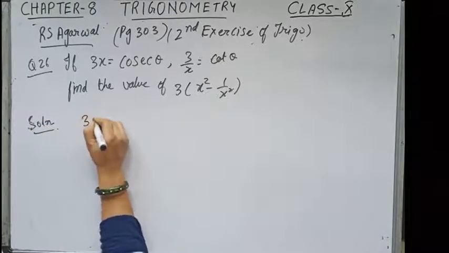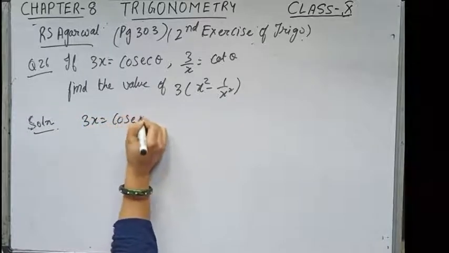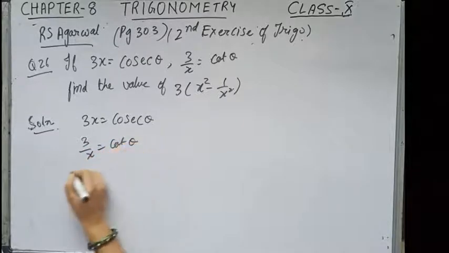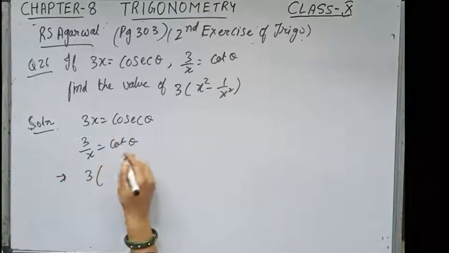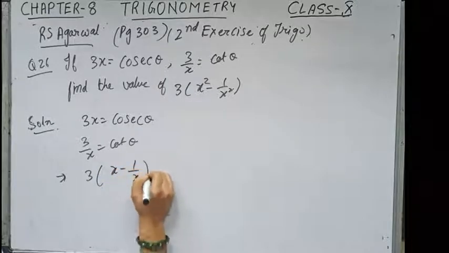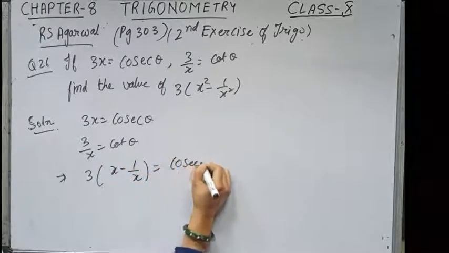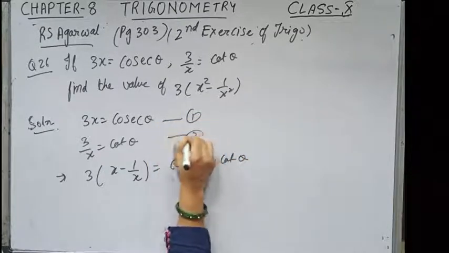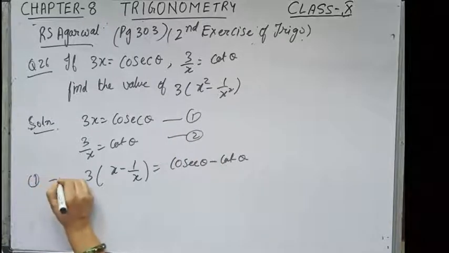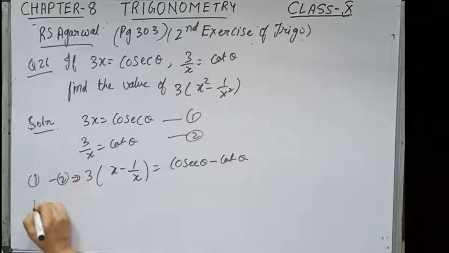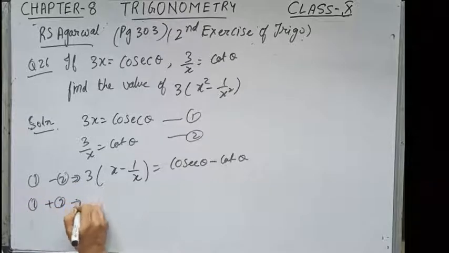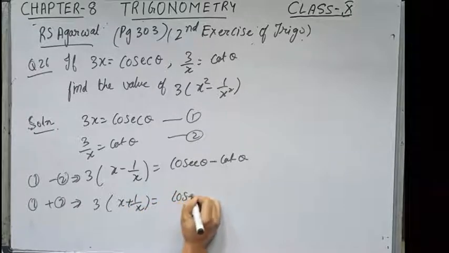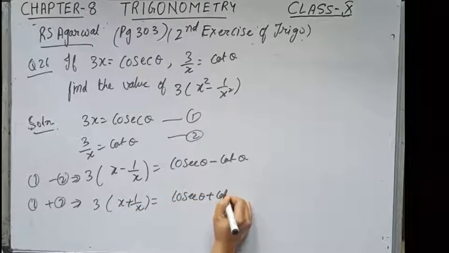We have 3x equals cosec theta and 3 by x equals cot theta. If I take 3 common and subtract these two, we will be getting 3 of x minus 1 by x is equal to cosec theta minus cot theta. Calling these 1 and 2, 1 minus 2 gives this, and 1 plus 2 will imply that 3 of x plus 1 by x is equal to cosec theta plus cot theta.